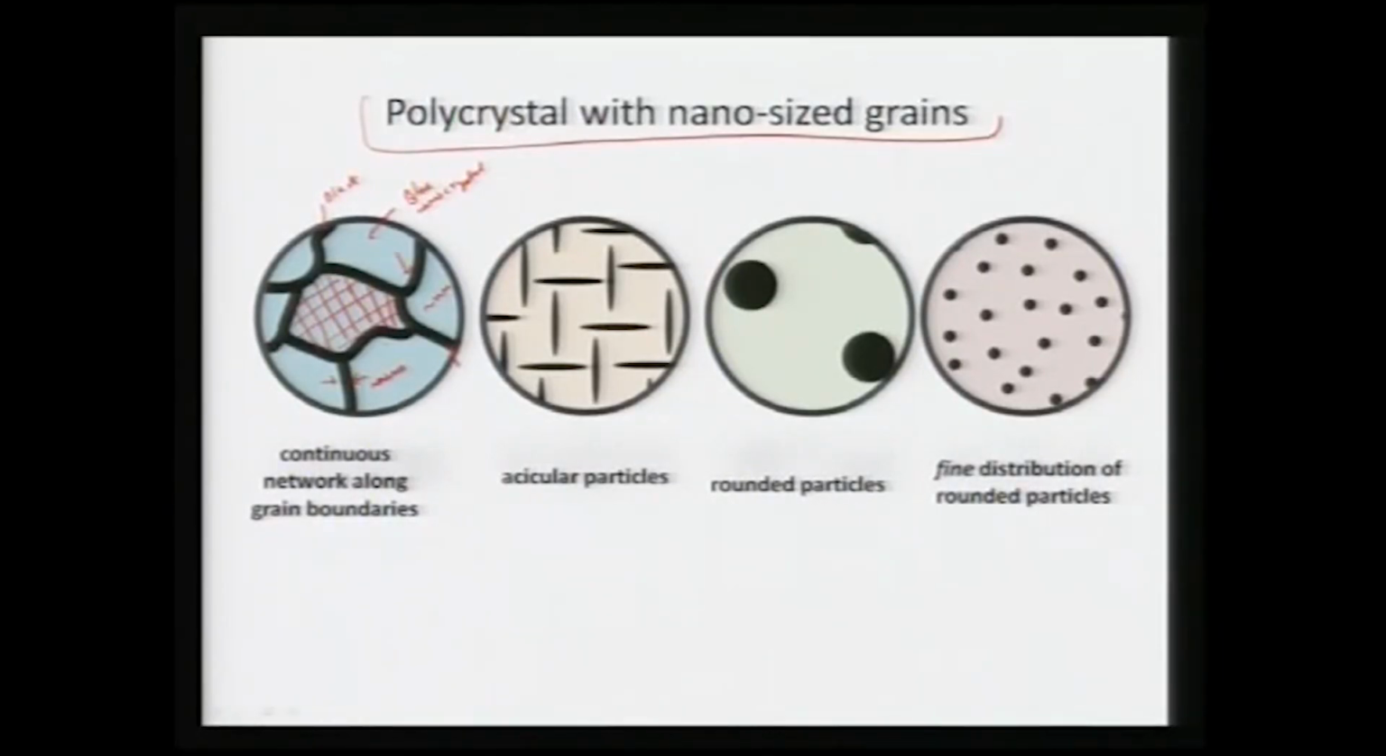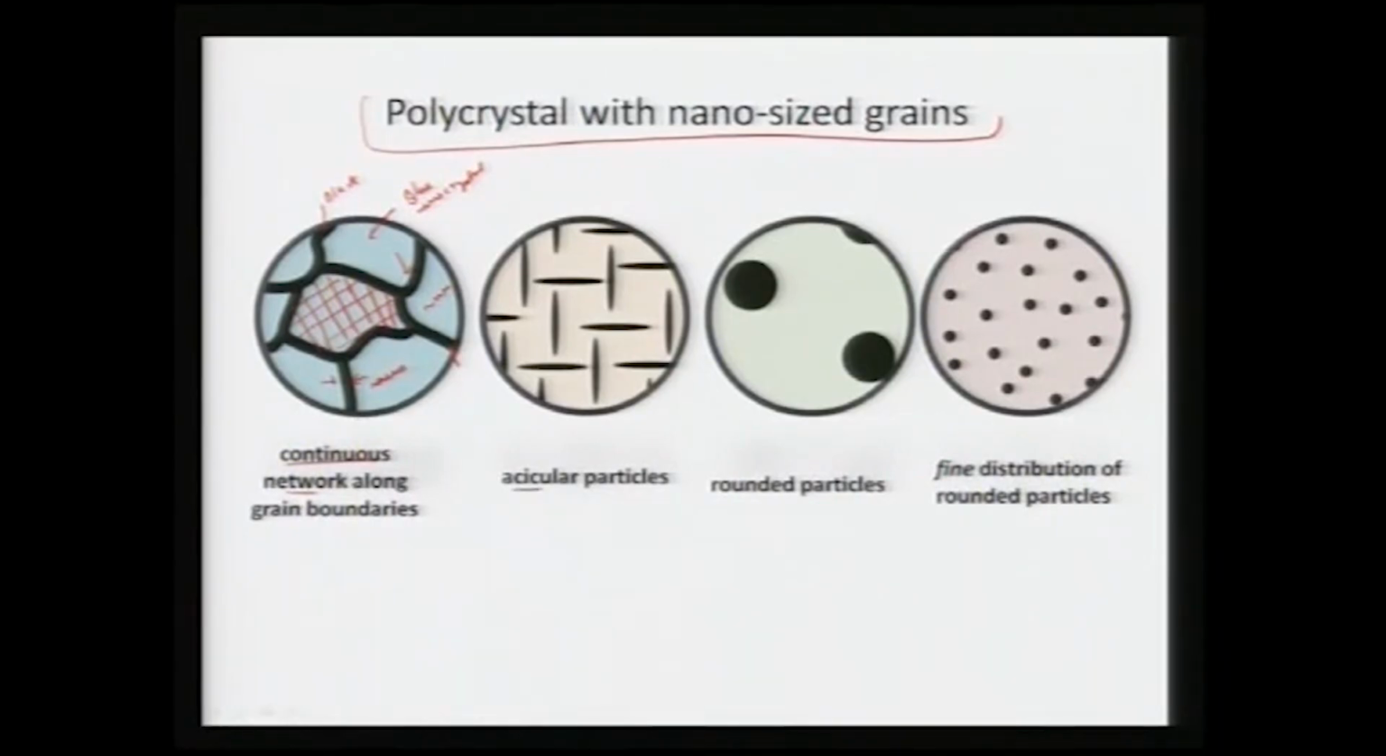In this case, one more uniqueness is that the black phase is forming a continuous network along the grain boundary. So, all the grain boundaries are now enriched in the black phase. That is again one way in which we can disperse phase 2 in phase 1.